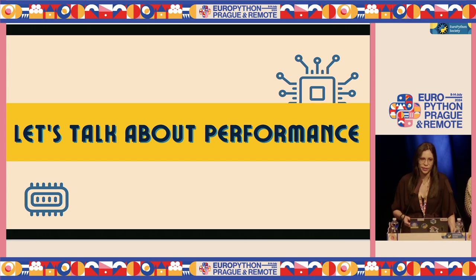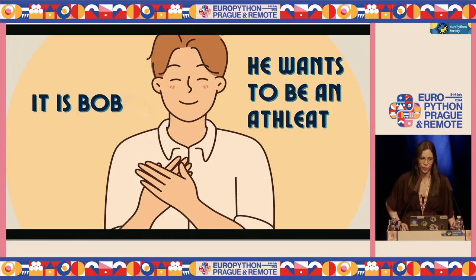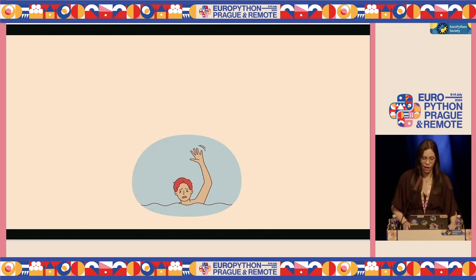But before we dive into the computing world of performance, let's try to understand what performance is in the human world. I have here a fictional character called Bob. I hope there is no Bob out there, but if it's you, sorry. Bob wants to be an athlete. There are some things that could affect Bob's performance: although Bob knows the technique and knows how to swim, some things in the external environment could affect him.